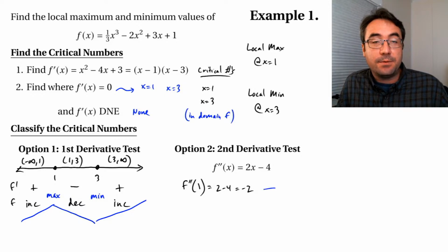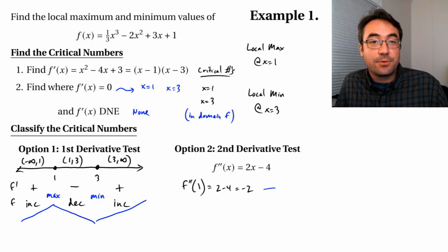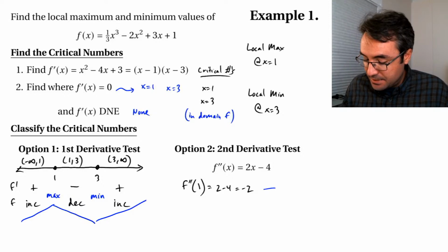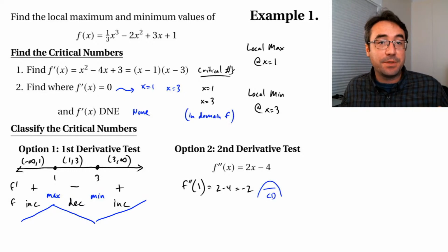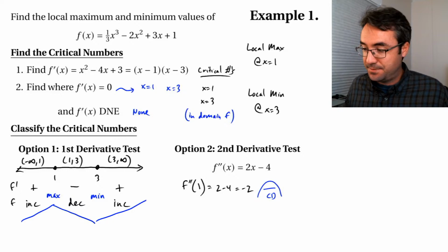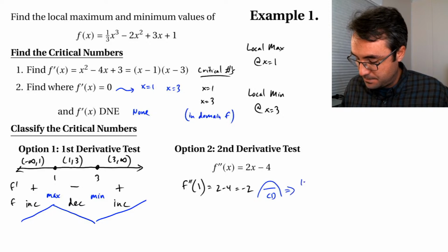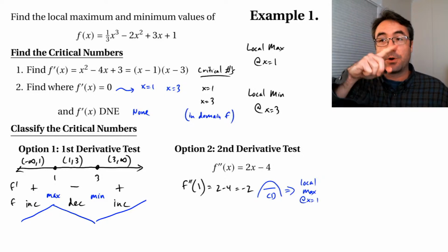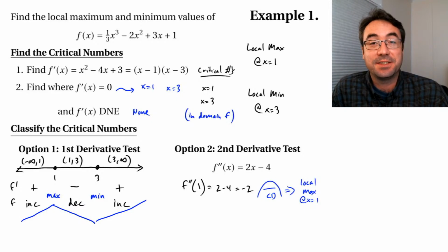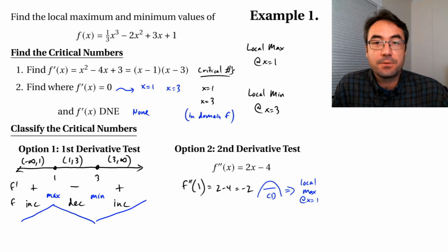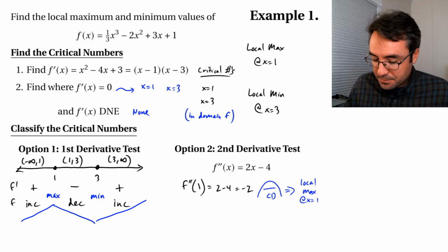And what the second derivative test tells us when it's negative is we're concave down. So let's draw in the concave down shape. And what the second derivative test tells us is we have a local max. It helps to draw in that concave down shape just to really reinforce what the second derivative test is saying. It says you actually have a local max. So that confirms what the first derivative test tells us.